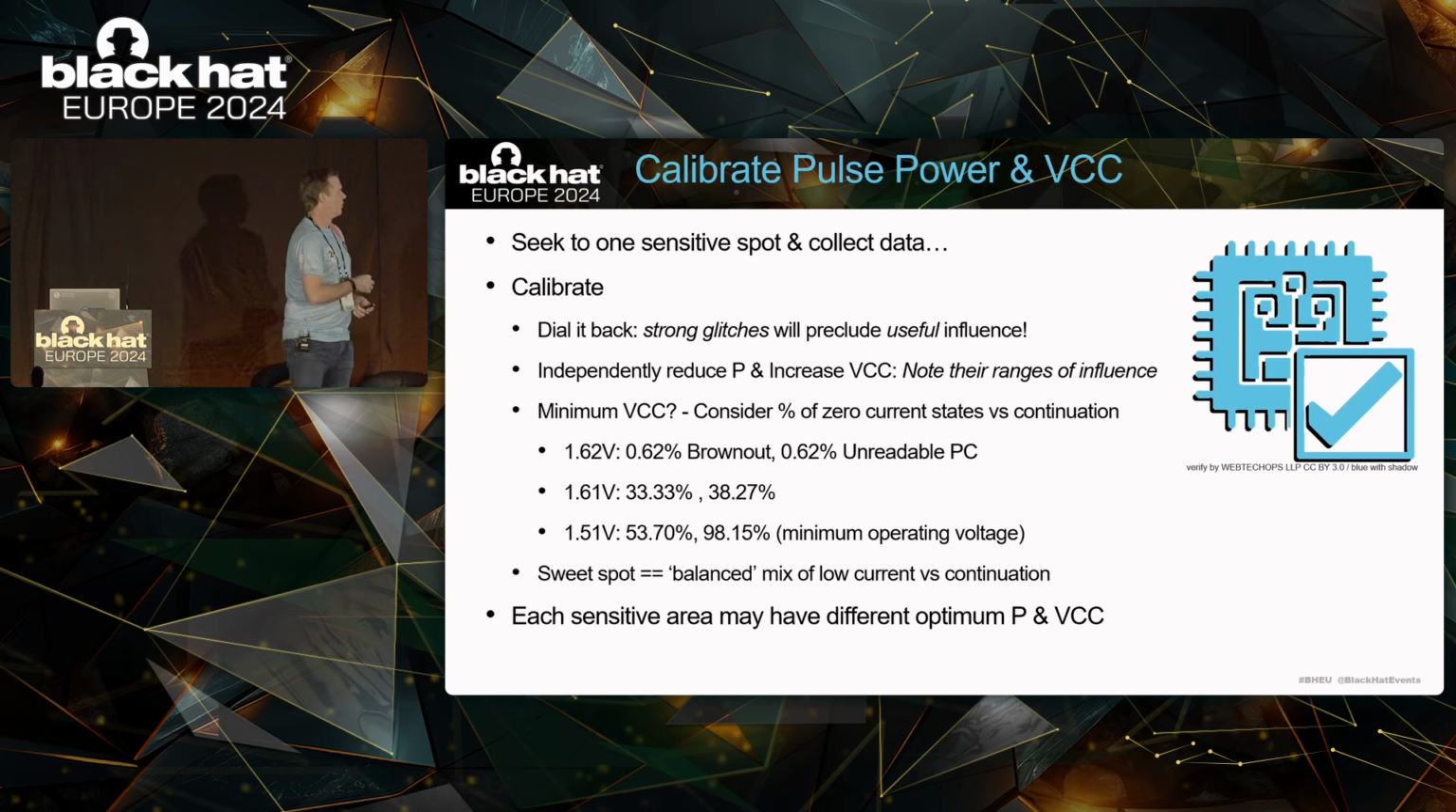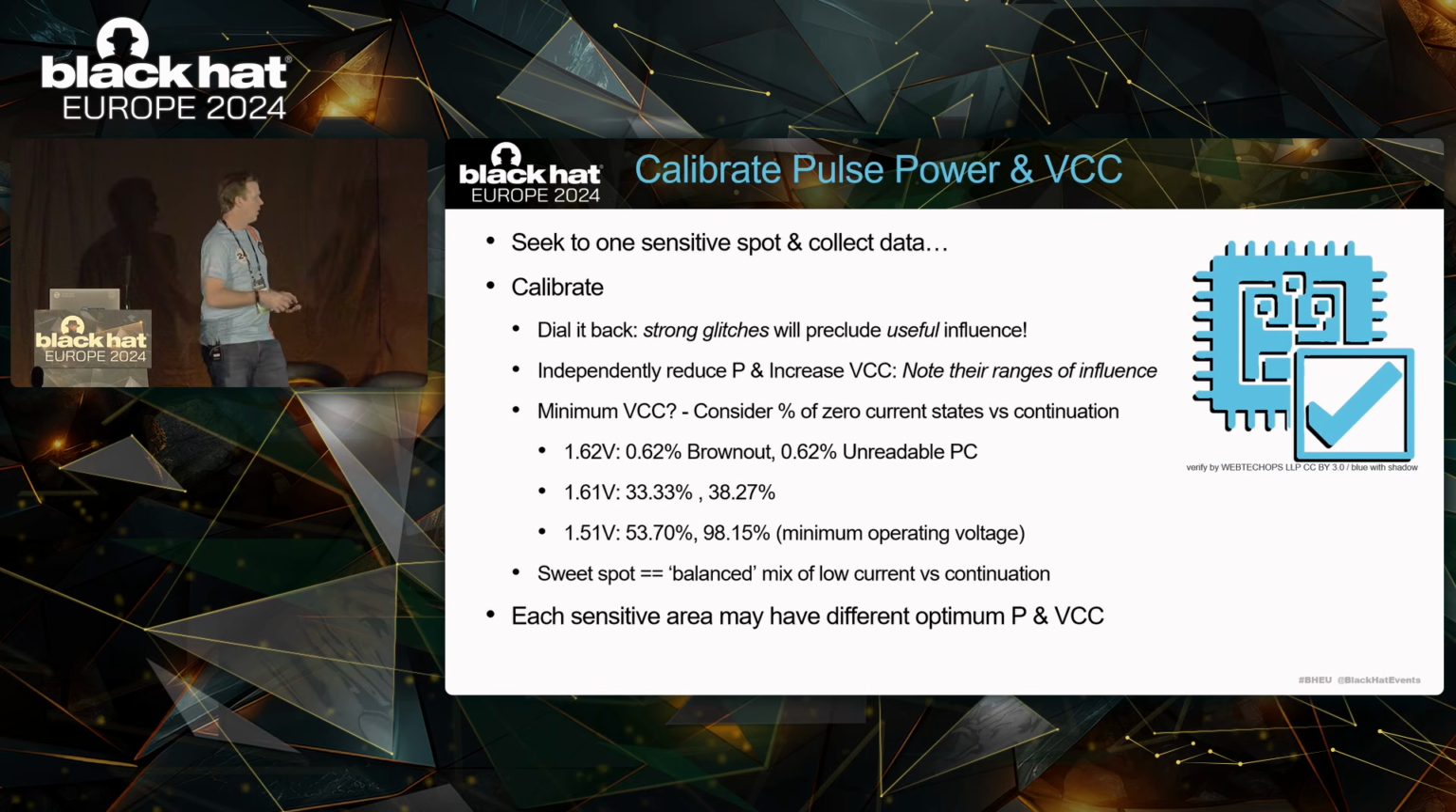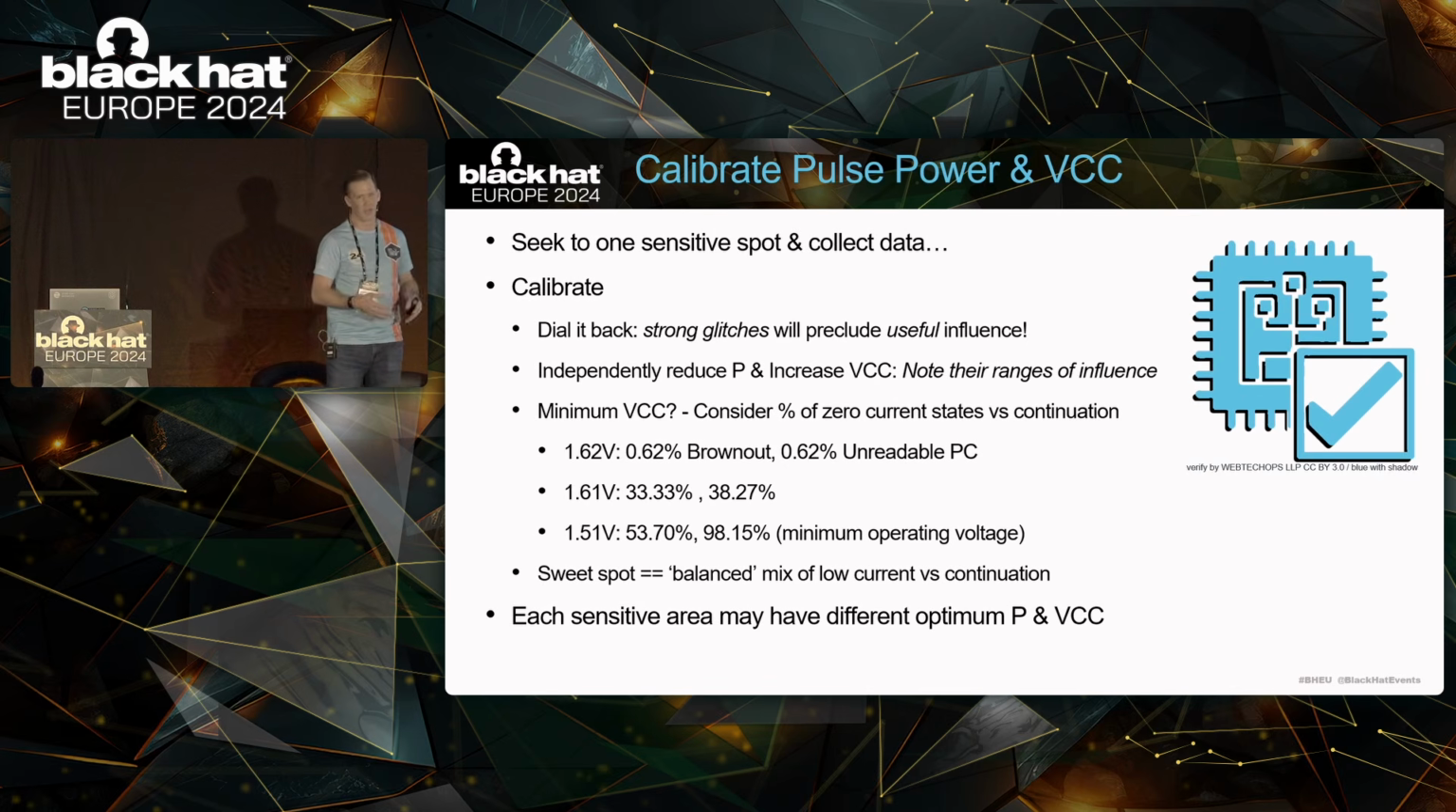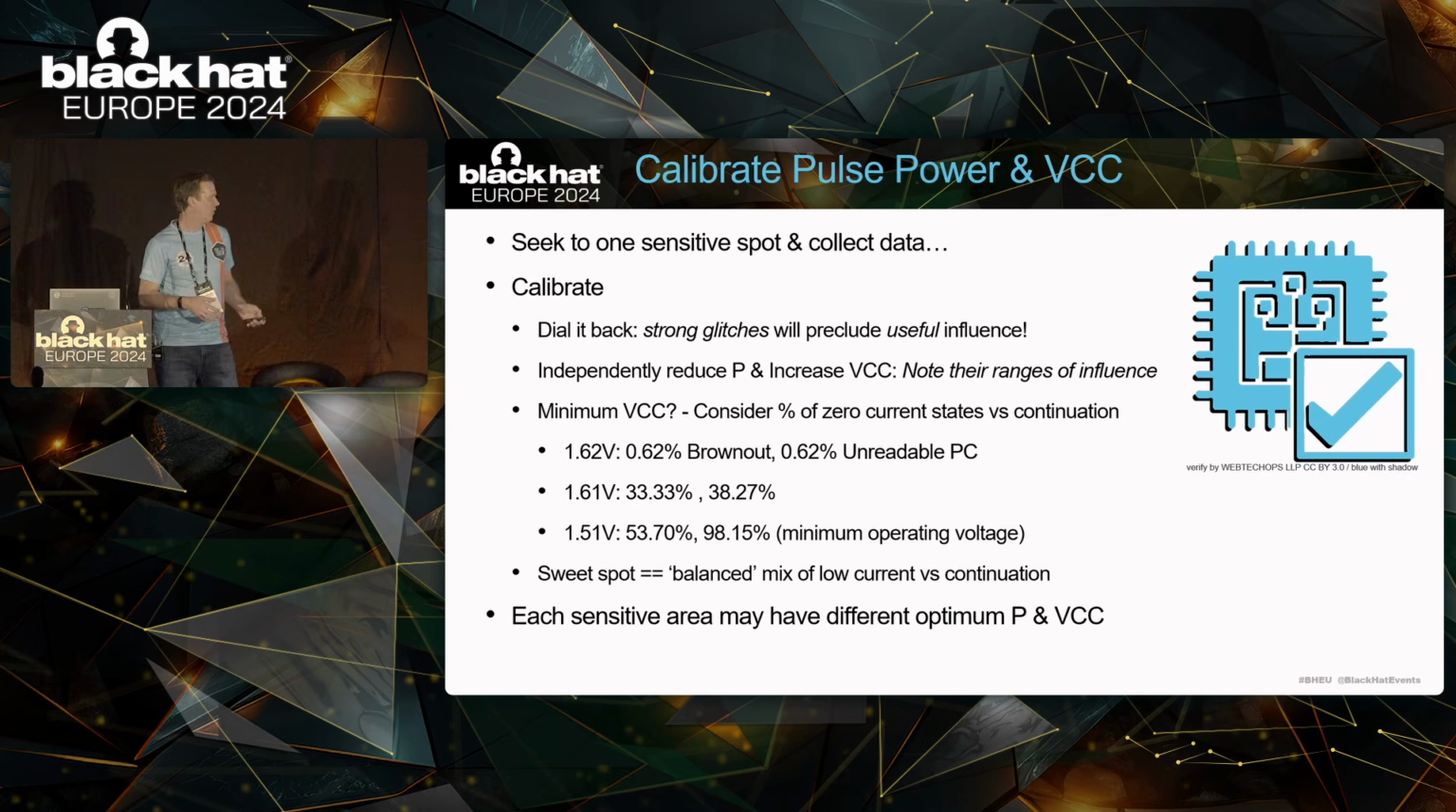It's also useful to find a minimum voltage, the minimum VCC. So here we saw that the chip can operate barely down to 1.5 volts with brownout protections removed. And at that voltage, 98% of the time when we glitch it, the debugger is unable to connect at that point and read the PC. So the part is definitely locking up, or at least portions of it are. Also at that voltage, about half the time, the current drops to zero, browns out.